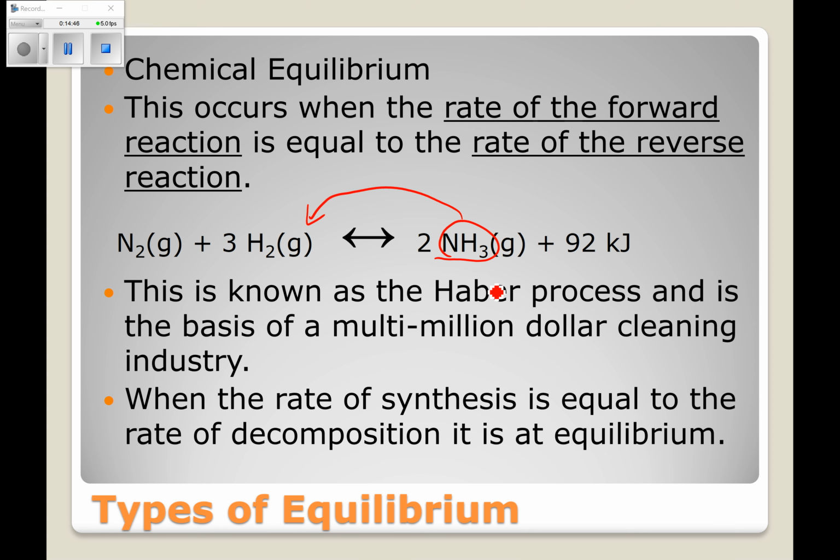Synthesis being the formation of NH3, and decomposition being the formation of N2 and H2 from the ammonia.